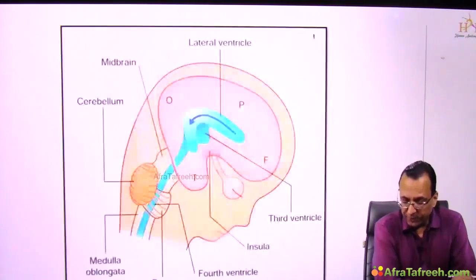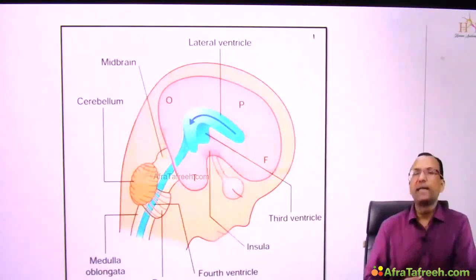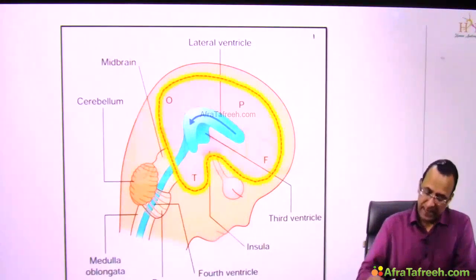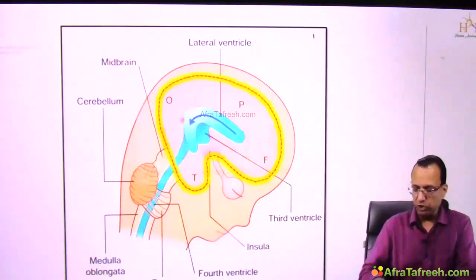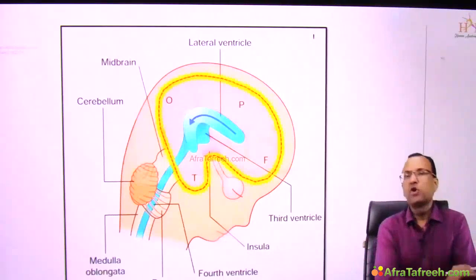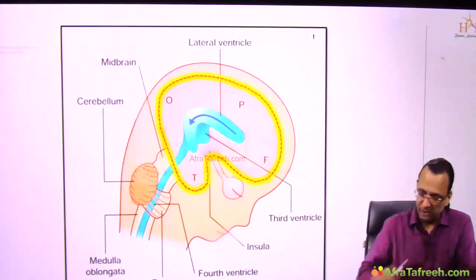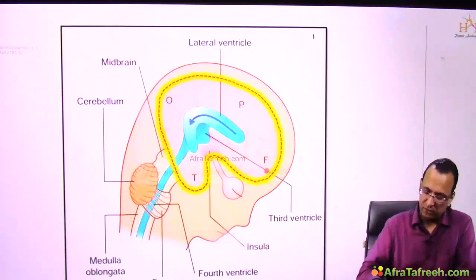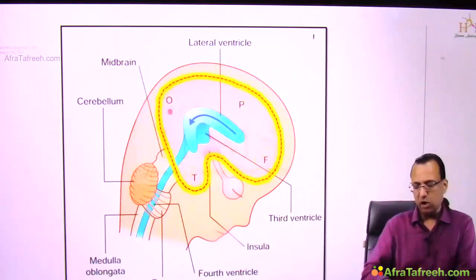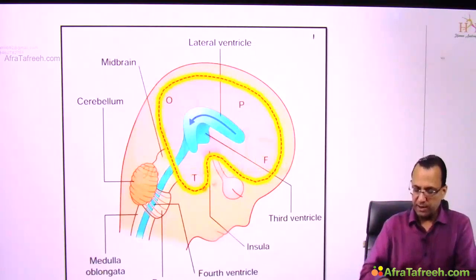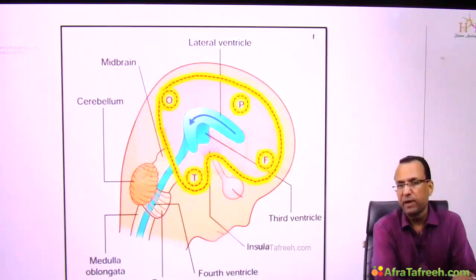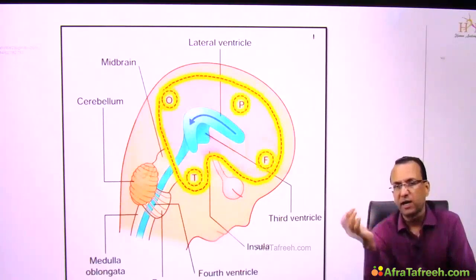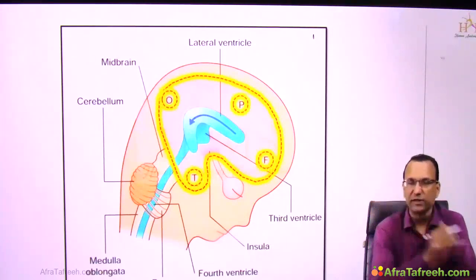You see, this is the C-shaped cerebrum now. And as the cerebrum is becoming C-shaped, it will develop some lobes. Which lobes is it developing? On the anterior side, the frontal lobe, on the posterior side, the occipital lobe, inferiorly the temporal lobe, and there is also a parietal lobe. So once the cerebrum becomes C-shaped, it will develop some lobes and some sulci also. Sulci we will discuss later.